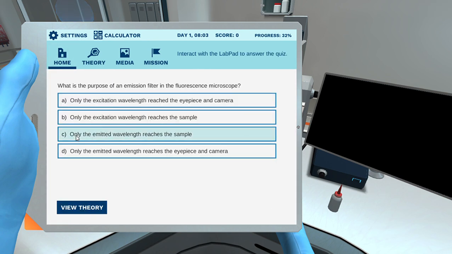What is the purpose of an emission filter in the fluorescence microscope? Option A. Only the excitation wavelength reaches the eyepiece and camera. Option B. Only the excitation wavelength reaches the sample. Option C. Only the emitted wavelength reaches the sample. Option D. Only the emitted wavelength reaches the eyepiece and camera.